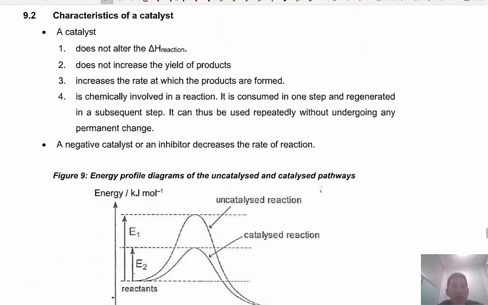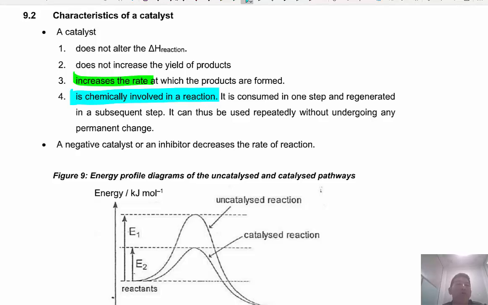Now, what are some characteristics of catalysts? They do not change the enthalpy change. Enthalpy change of reaction is not affected by catalysts. They do not increase the yield of products. They only increase the rate at which products are formed. And they are usually chemically involved in the reaction. Consumed in one step, regenerated in a subsequent step, used repeatedly without undergoing any permanent change.